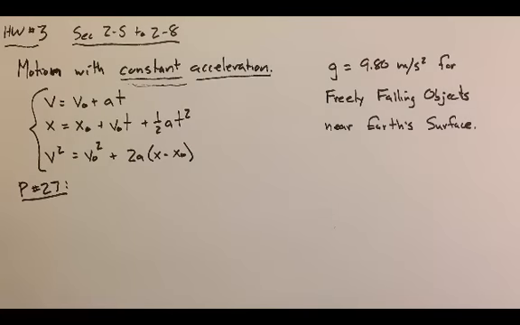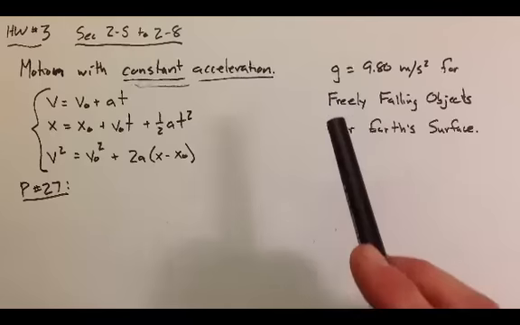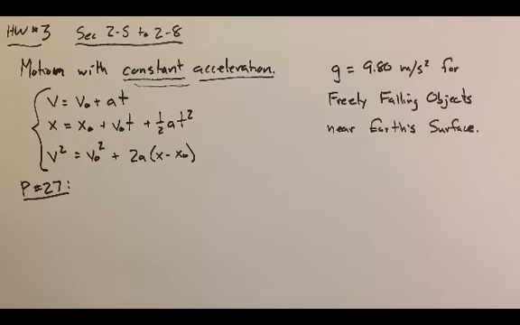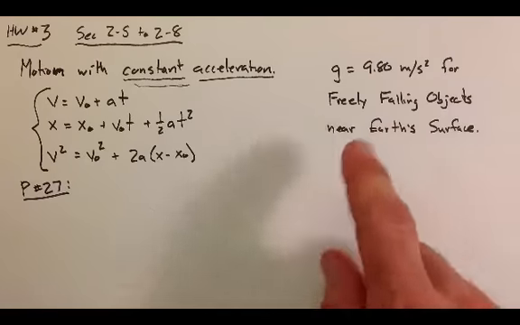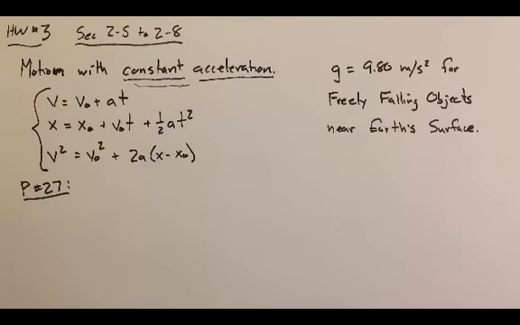Section 2.6 is good to read. It's about problem-solving strategies. And then 2.7 talks about freely falling objects near the Earth's surface. So Galileo, way back when, figured out that freely falling objects near the Earth's surface fall at a constant acceleration. And that constant acceleration we now call little g, meaning 1 unit of Earth acceleration. And it is equal to 9.80 meters per second per second.